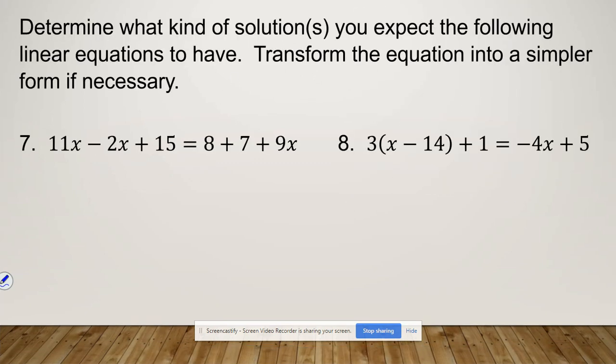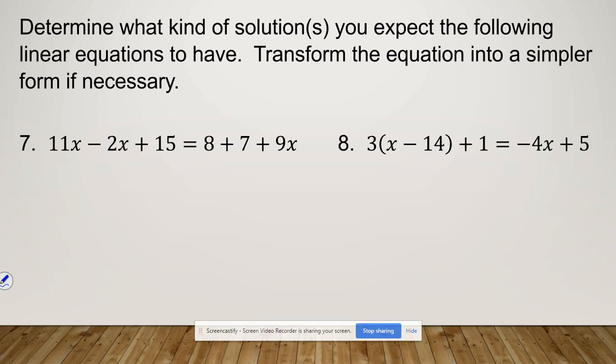All right, so determine what kind of solutions you expect the following linear equations to have. Transform the equation into a simpler form if necessary. So now we're going to make these a little bit harder. The point again is to figure out if there's one, none, or infinite solutions by simplifying the problem.